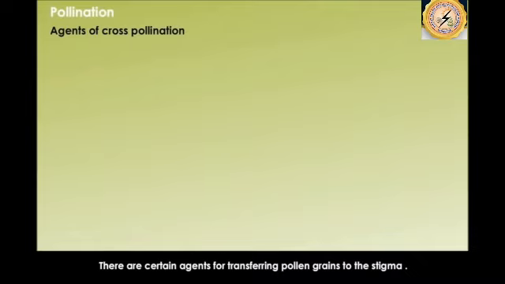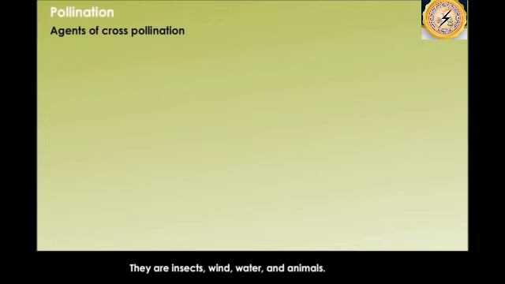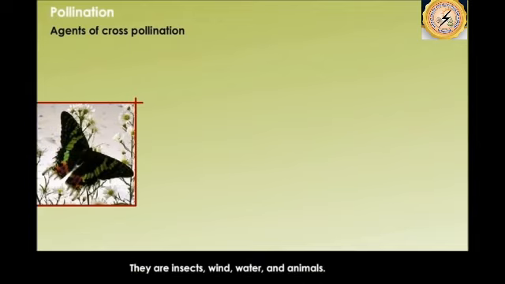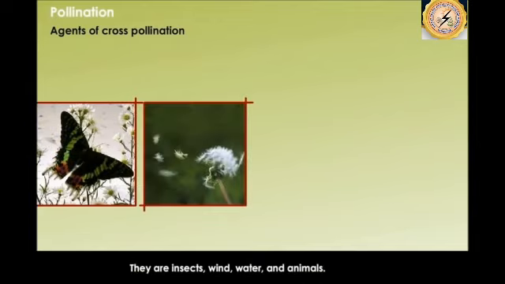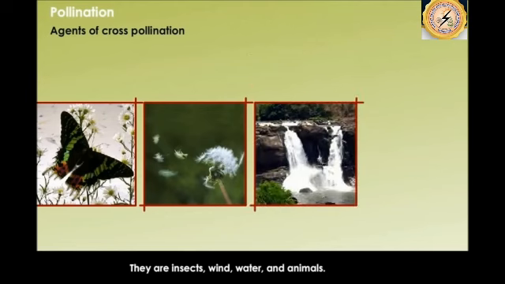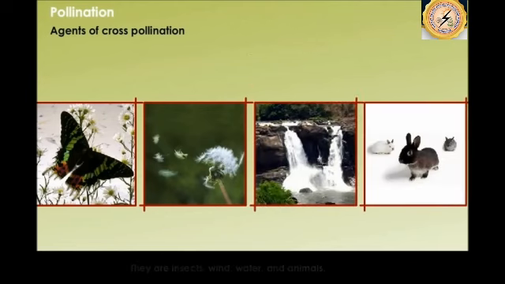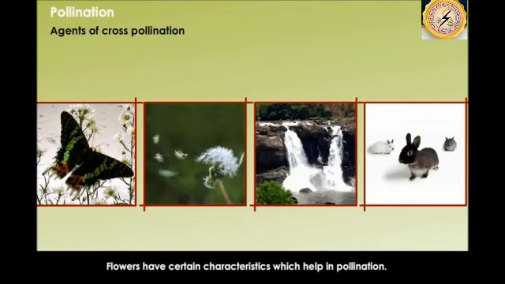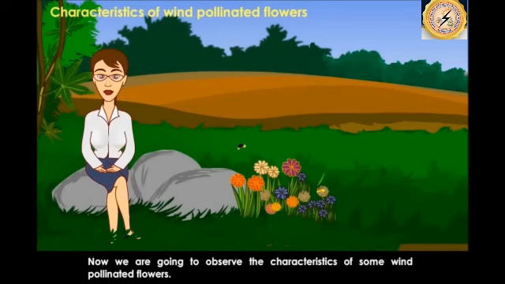Now let us observe which are the various agents and how they show the respective characteristics for this purpose. So these are the insects, the wind, water. Basically, flowers have certain characteristics which help in the case of pollination. So let us observe the characteristics of the wind pollinated flowers.